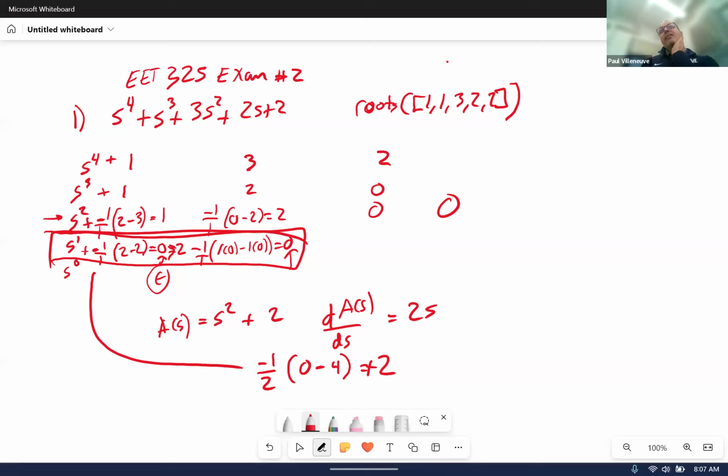How many are there? There are 2. Because there are none in the right-hand half plane, and you know that there is at least 1 on the j omega axis. The way that you solve for the poles on the j omega axis is you set the auxiliary equation equal to 0. When you do that, S is going to be equal to plus or minus j, which are 2 poles on the j omega axis. So a more challenging question would have been how many poles in the left-hand half plane. You could have calculated that as being 2.